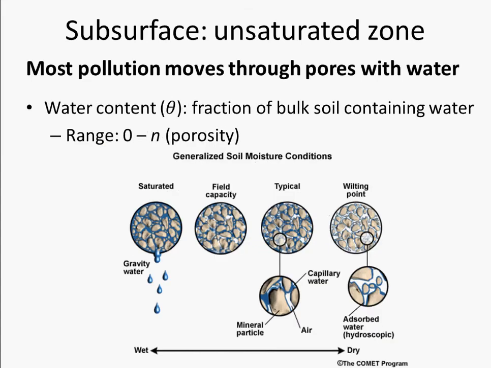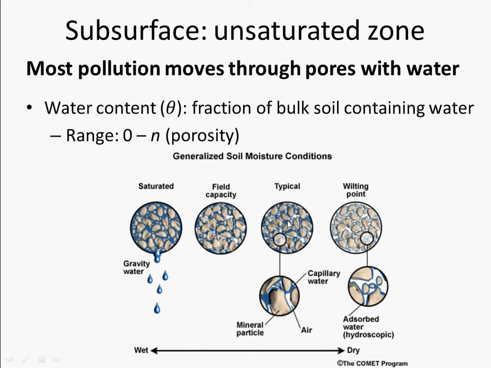And water content is often abbreviated as theta, just by convention. It's the fraction of bulk soil containing water, and it ranges between 0 for a perfectly dry soil to taking up all of the pore space in a soil. So between 0 and N, essentially the value for porosity.